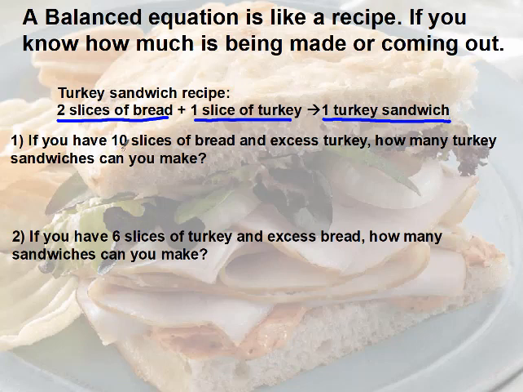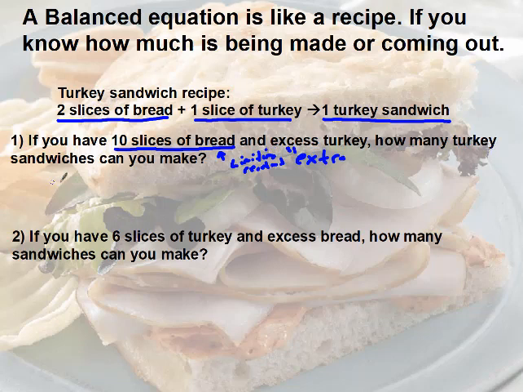It says that we have 10 slices of bread and excess turkey. Excess means extra. So we have more than enough turkey. We have 10 slices of bread. Bread would be our limiting reactant. It's limiting how much we can make. How many turkey sandwiches can you make?